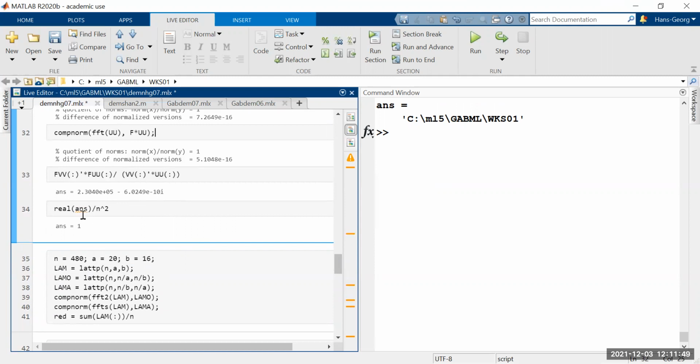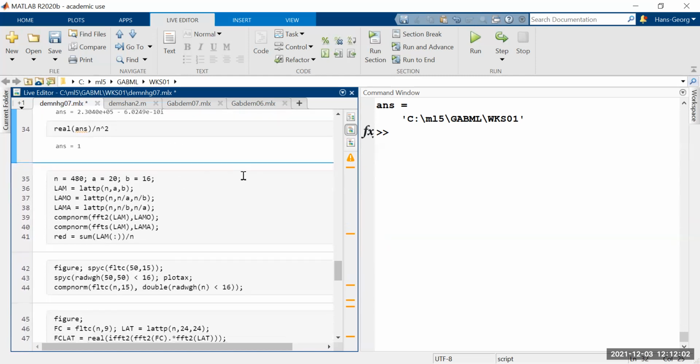And the real part is exactly the factor n squared, which is a huge number. That's why I divided by n squared. And as you see, if you would take FFT two-dimensional divided by n, you would have a unitary change of basis.